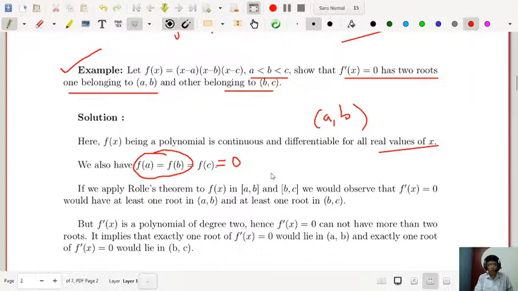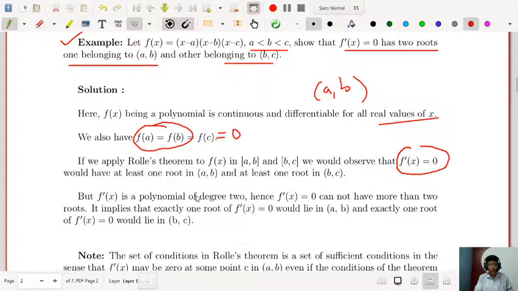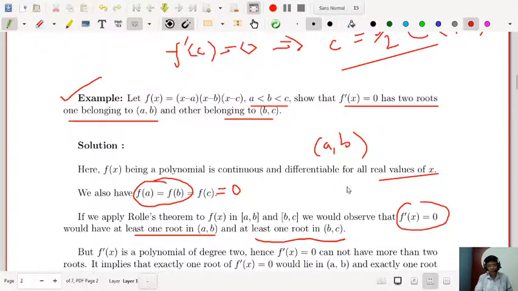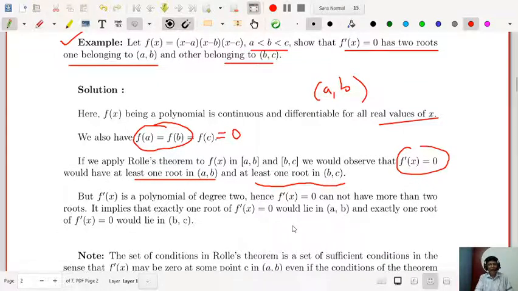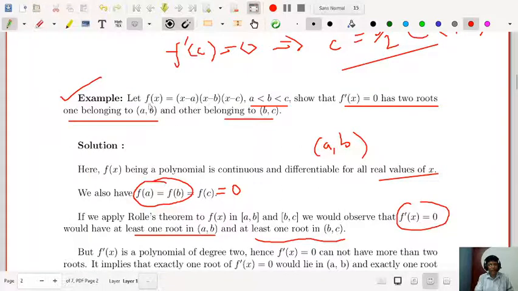So you apply Rolle's theorem in (a, b), and f'(x) equal to 0 would have at least one root in (a, b), and similarly you can state that there is at least one root in (b, c) also. But it is a cubic polynomial, and what is your f'(x)? If your f(x) is a polynomial of degree 3, your f'(x) will be a polynomial of degree 2, one less than the power of the main polynomial.